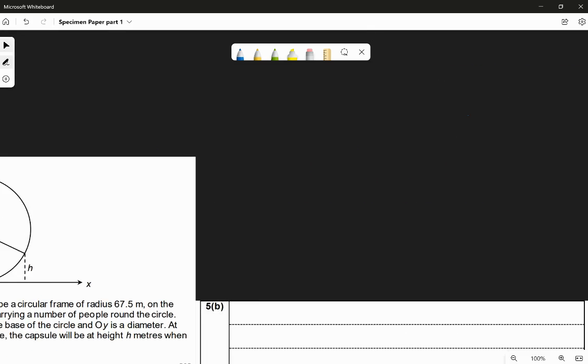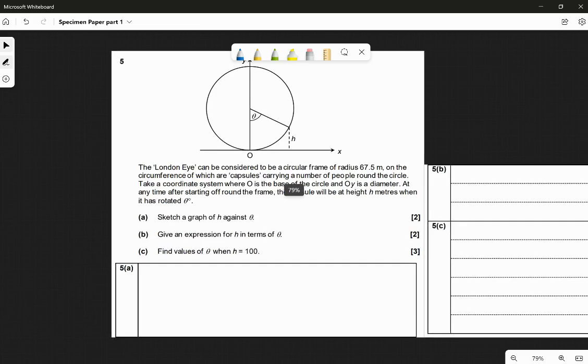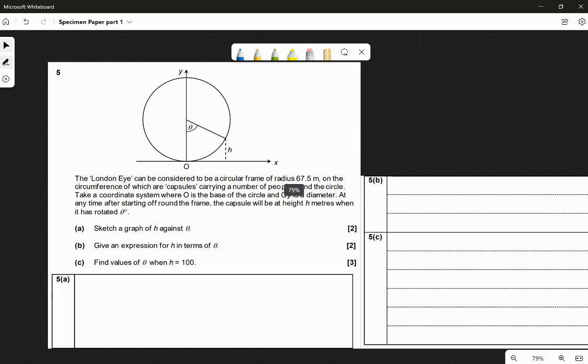Okay, let's have a look at question 5. Now, this question is the one that most of my pupils struggled with in this paper. I believe it's probably the most difficult question in this paper, because conceptually it's difficult to understand what it's asking you to do, and it's difficult to find answers to it.